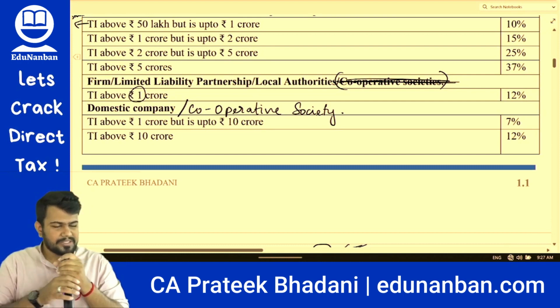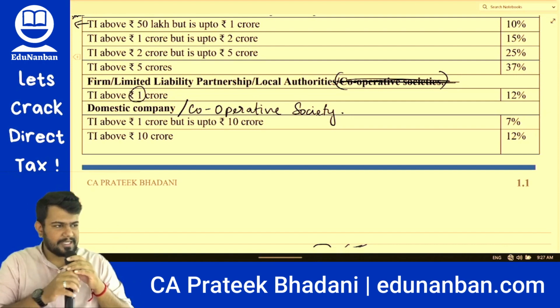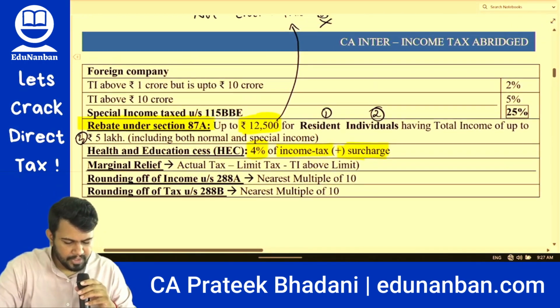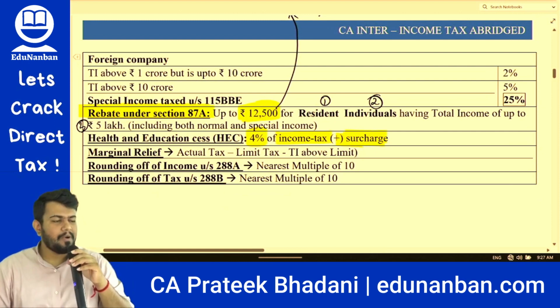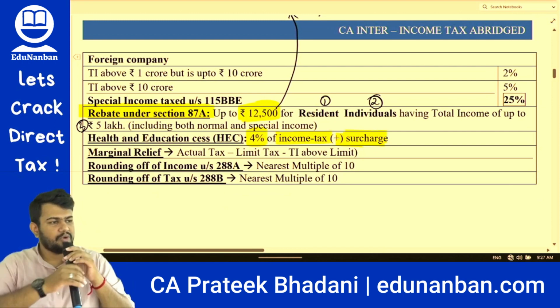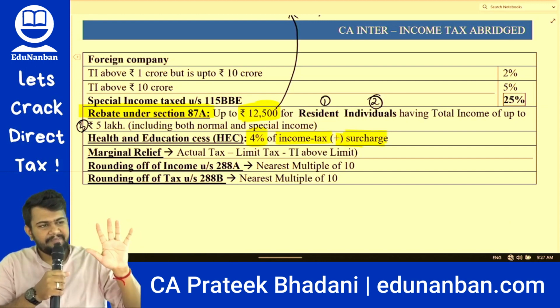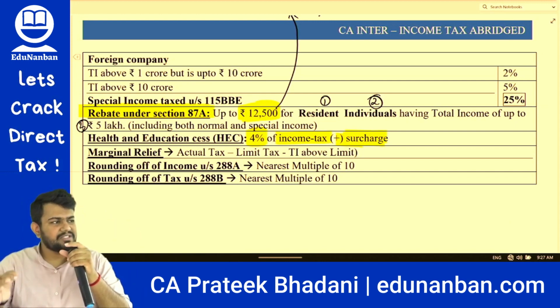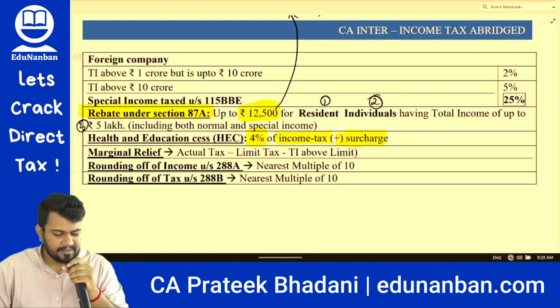Next, in case of domestic company and cooperative society, if total income is above 1 crore up to 10 crores, 7%. Total income above 10 crores, 12% surcharge. Then, in case of foreign company, if the total income is above 1 crore but up to 10 crores, only 2% surcharge. Above 10 crores, only 5% surcharge. The surcharge rate is so low because the tax rate is already high.